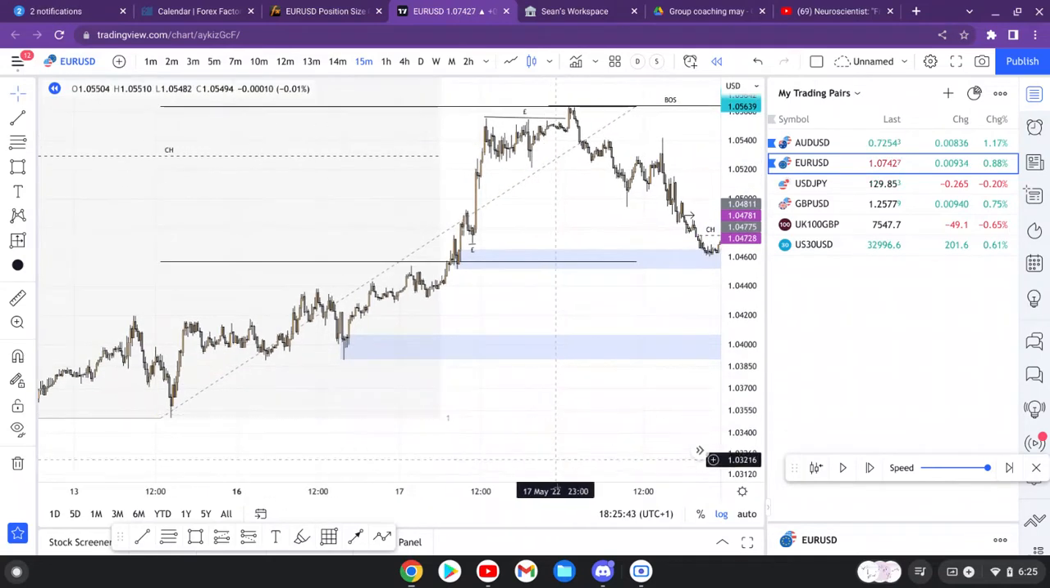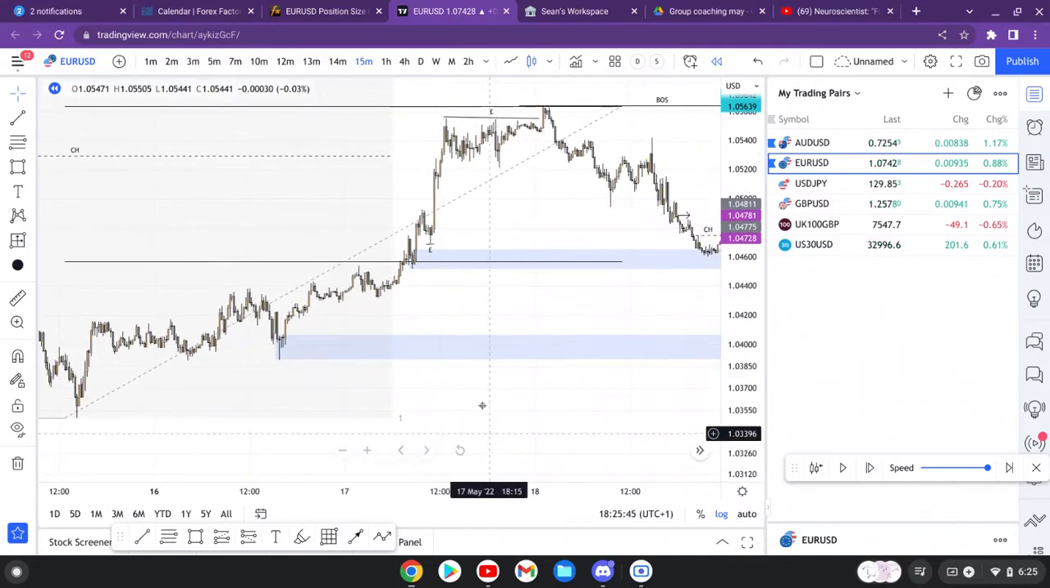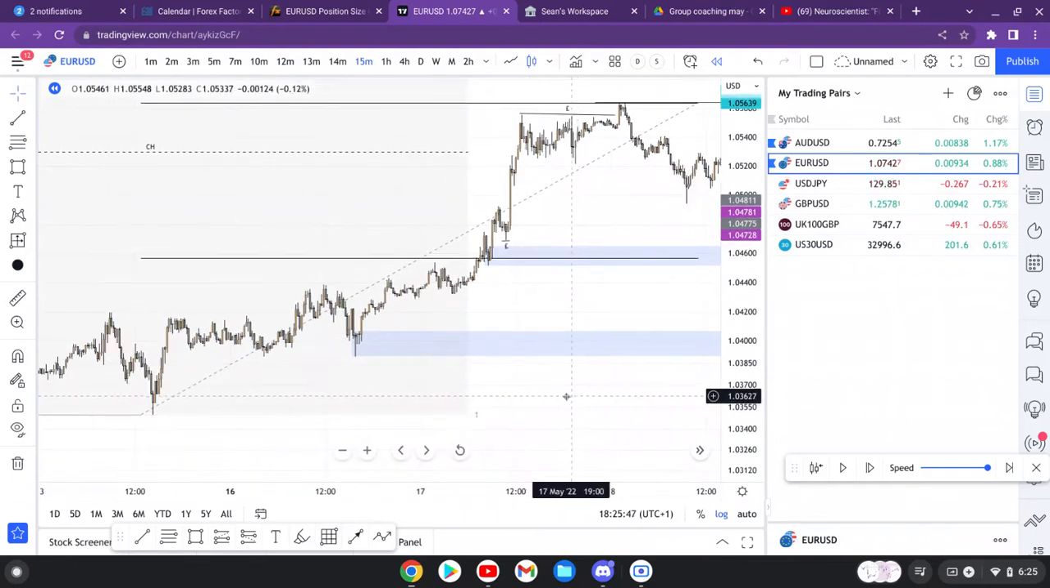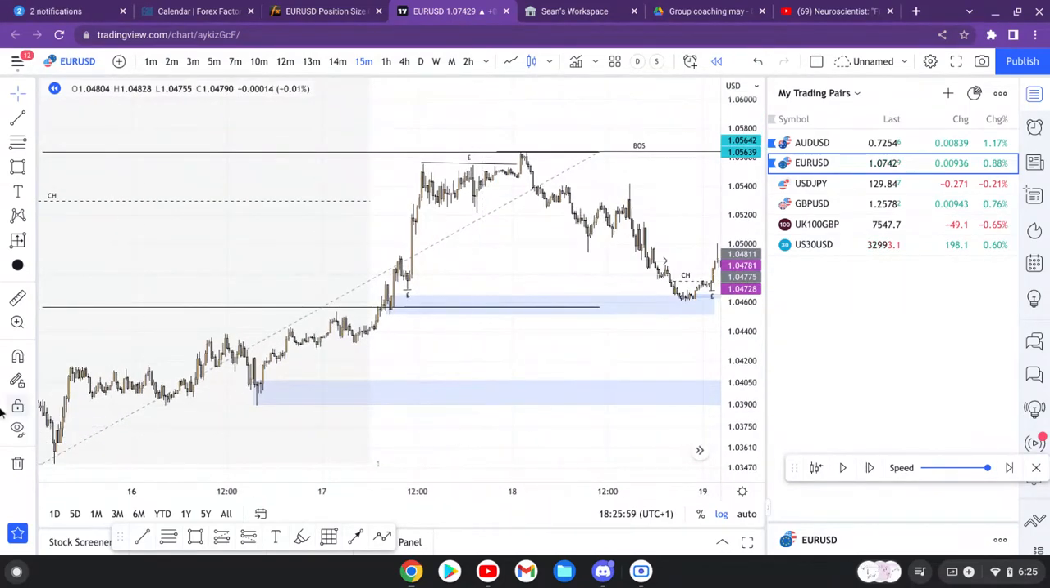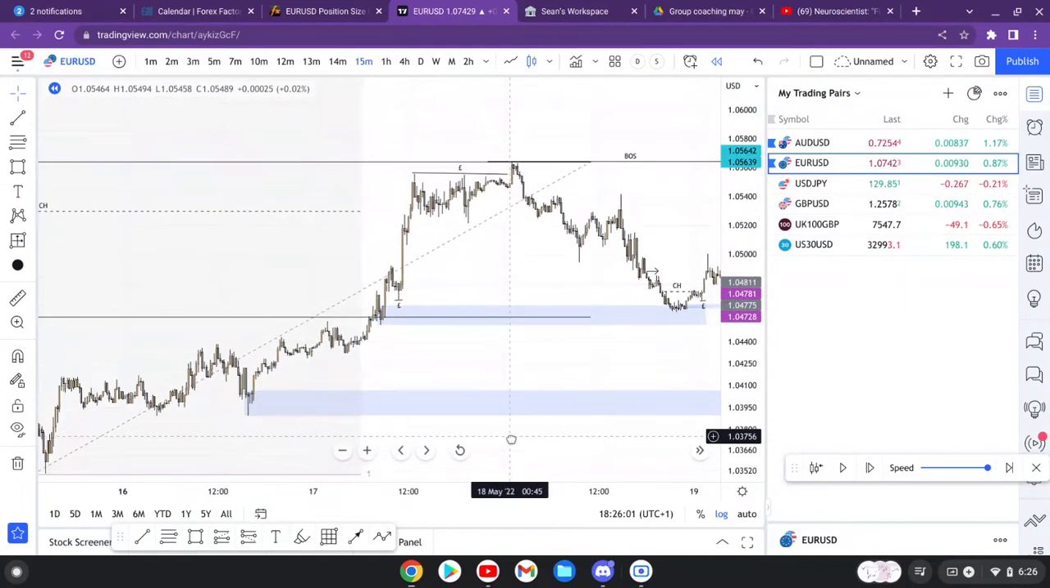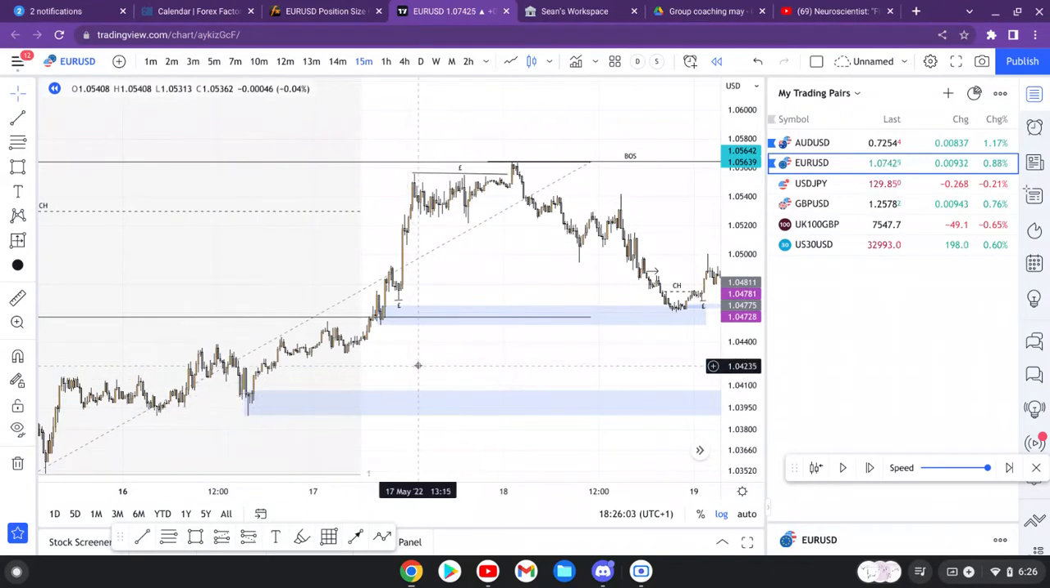Okay, so I had my extreme zone marked down here. That would be the extreme. So this probably isn't the extreme. There's another zone here, but it's not too clean, so I haven't marked it out. I like to see nice clean imbalance before my zones. So I had this zone marked out, and then I had this one also marked out.